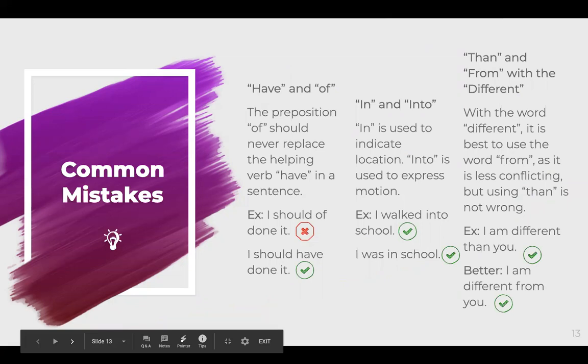When using the word different, it's best to use the word from, as it's less conflicting than using the word than, but it's not wrong. I am different than you is technically correct, but it would be better if you had said I am different from you.